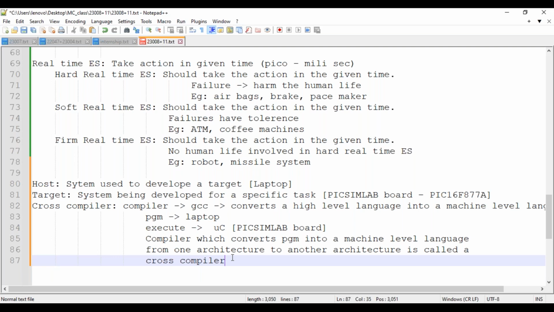We have multiple cross compilers, for example AVR GCC, which is from the GNU compiler collection, and we also have XC8 as a cross compiler. We are going to make use of XC8 as the cross compiler. XC8 is the compiler which converts the program you write on your laptop to a machine understandable language for your microcontroller, which is on a separate board, in a separate architecture. That is nothing but the cross compiler. Got the difference between a normal compiler and a cross compiler?